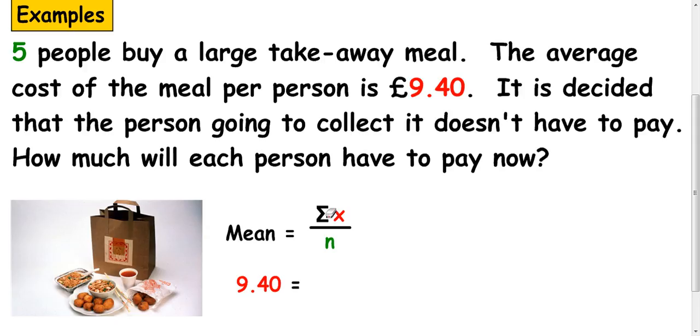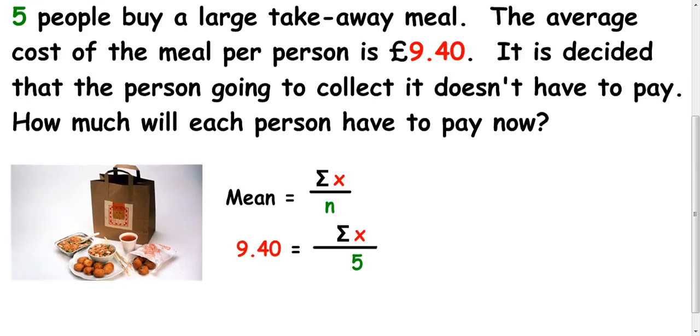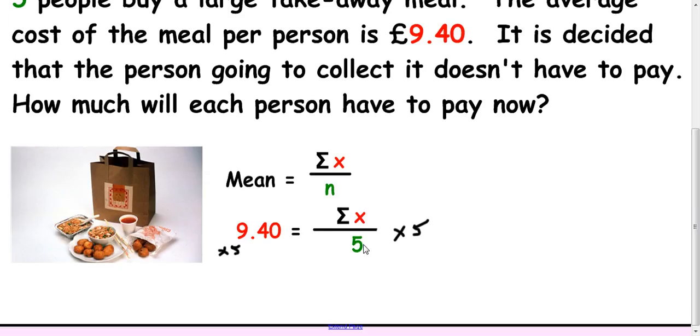Right, sigma x, well, there's 5 things added up. We don't actually know what that comes to. That would be the total cost of the meal for the 5 people, but we know what n is. N is 5. Okay, so I don't know what the top is, but I can undo my fraction if you like. I can times both sides by 5 to get rid of the fraction. So times that by 5, times that by 5, and you'll get what the top line comes to.